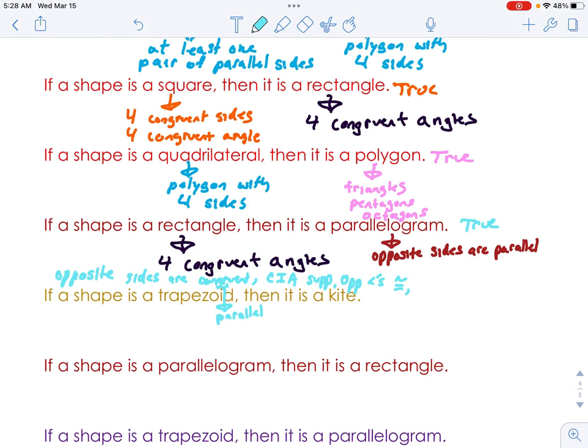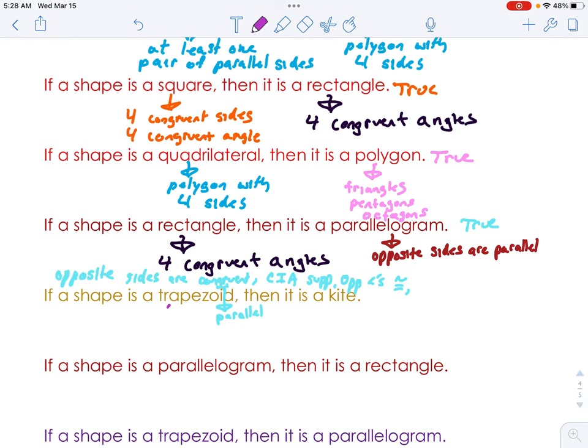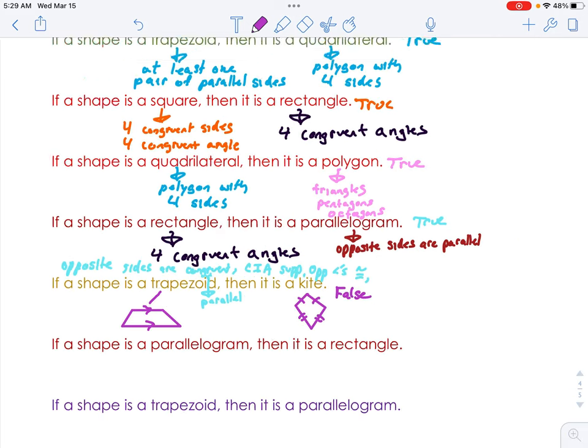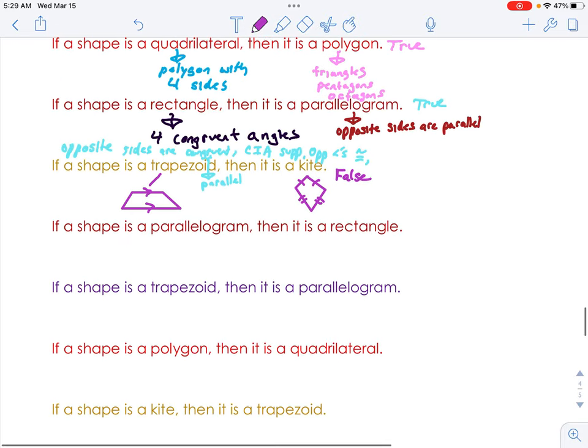Alright. If a shape is a trapezoid, then it is a kite. This one, let's just draw some examples. I'm just going to draw a random trapezoid and a kite. Again, we won't really write it out, but we'll just talk about it. If a shape is a trapezoid, then it's a kite. This is just false, all right? Consecutive sides are congruent in a kite. That's not the case in a trapezoid. Again, there's special cases where that can be true, but this is not it right here.